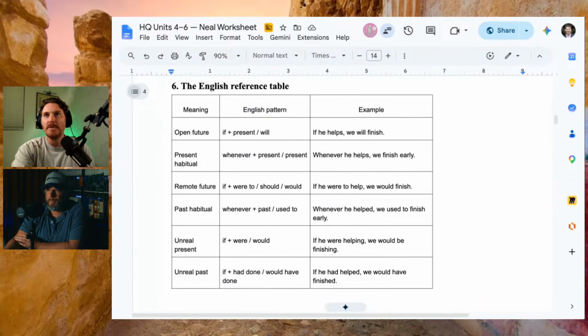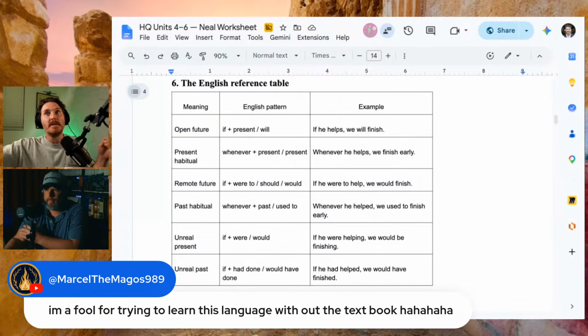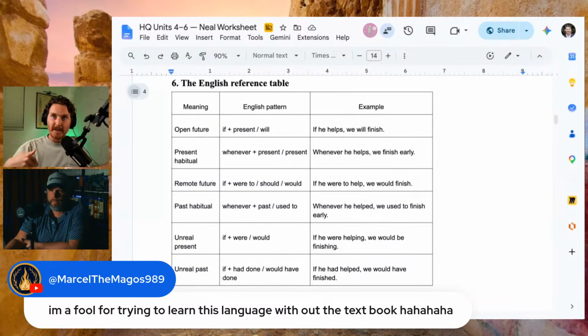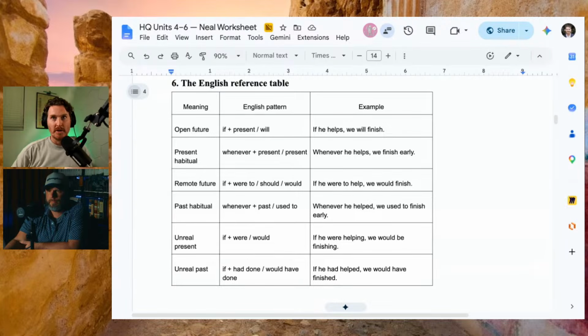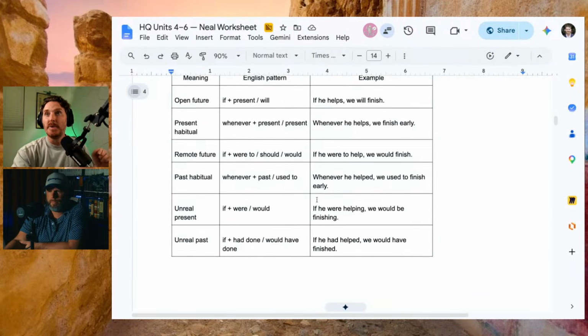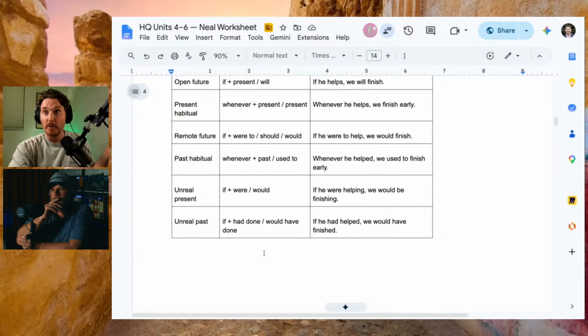So those are those examples. And just for a reference table, right? Open future is if plus the present, right? If he helps, we will finish. The present habitual is whenever he helps, we finish early. Remote future is if he were to help, we would finish. The past habitual is whenever he helped in the past, we used to finish early. And the unreal would be if he were helping, we would be finishing, but we're not. That's unreal, right? Or unreal past, if he had helped, we would have finished, but he didn't help, so we didn't finish.